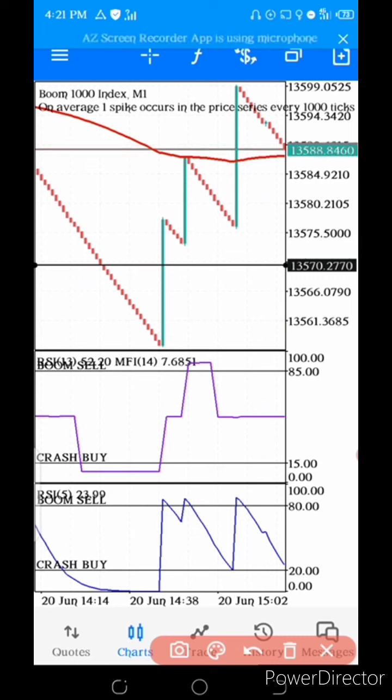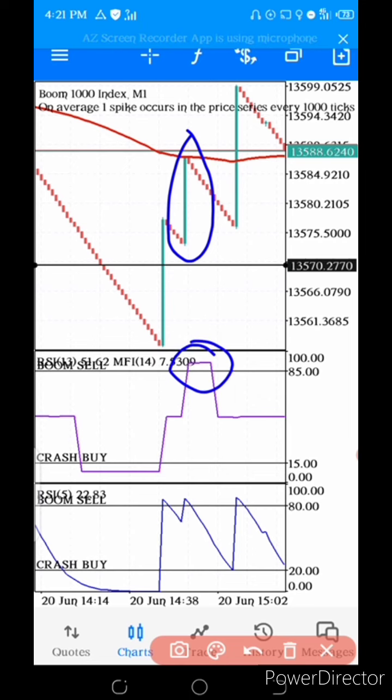Once you don't follow rules, you are exposing your trade, you're exposing your capital to a lot of risk. Okay, so follow the strategy rules if you are going to be using these strategies. So like I said, we can see that the market spiked, but it is still below the moving average. And when the market spiked, you could see that the market broke the 85 level for the MFI, and it also broke the 80 level for the RSI.